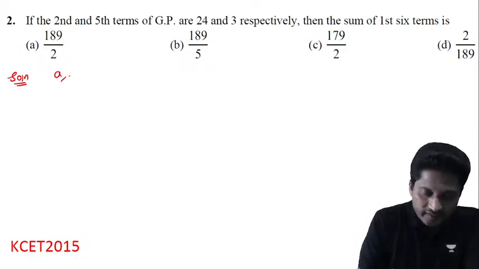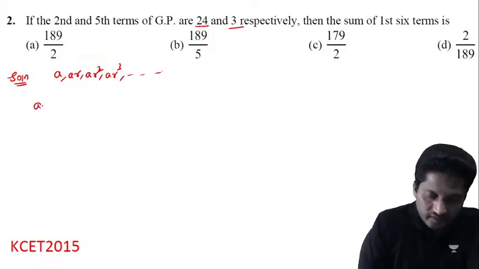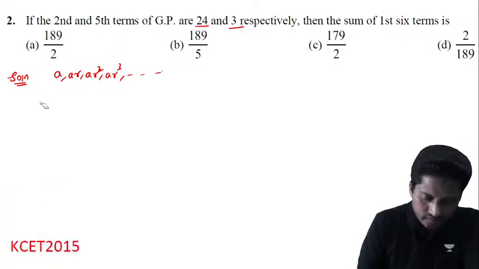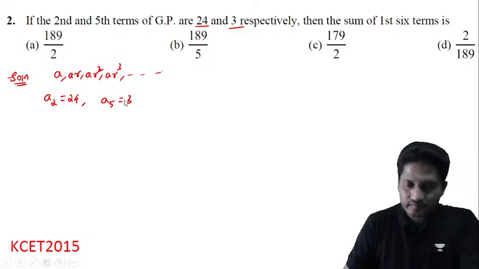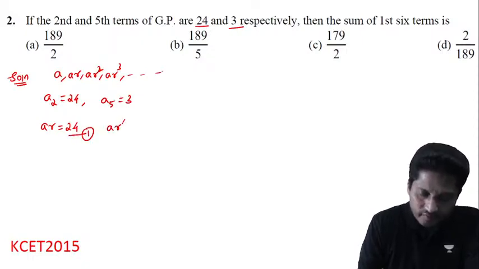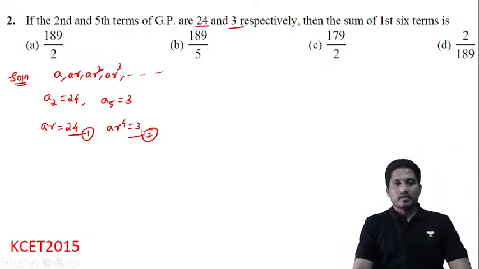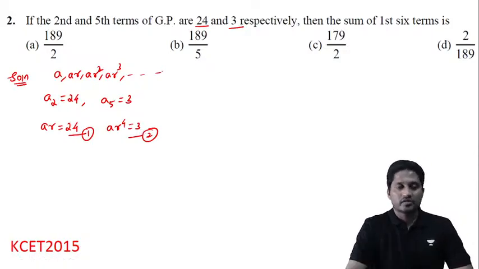This is in GP, right? This is a, ar, ar square, ar cube, and so on. Second term of a GP is 24. Fifth term is 3. Second term of a GP, a2, is equal to 24, and fifth term of a GP is 3. So ar is equal to 24, and fifth term ar power 4 is equal to 3. Let us solve equations 1 and 2 to get the values of a and r.